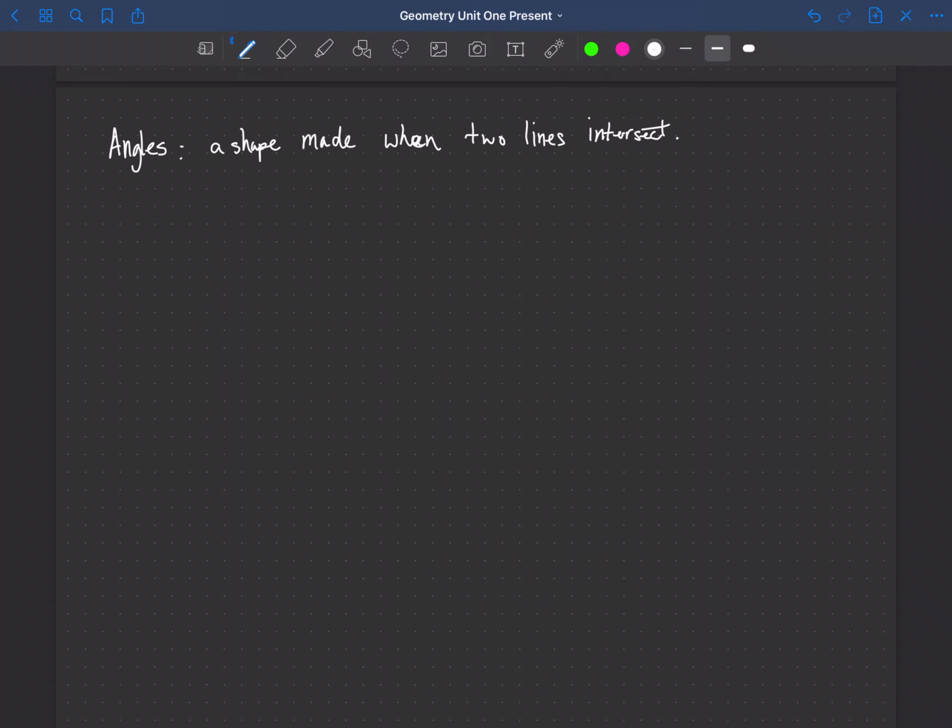made when two lines intersect. Okay, so how that looks would be, when I say line, I also am talking about line segments, rays, and any straight lines. So we can have two lines intersecting, and you can see that it forms an angle.